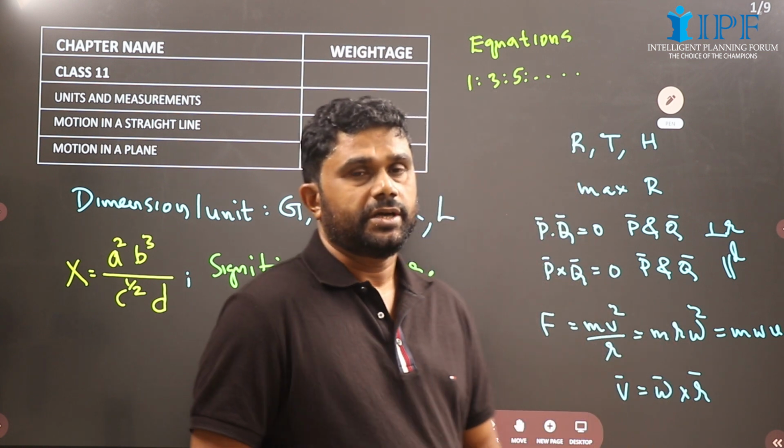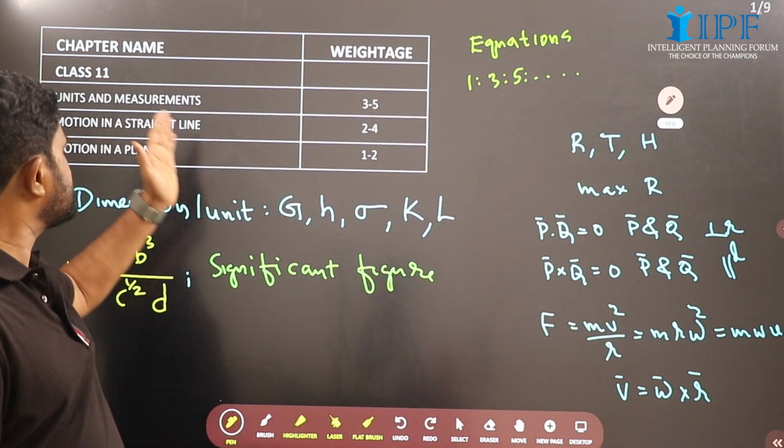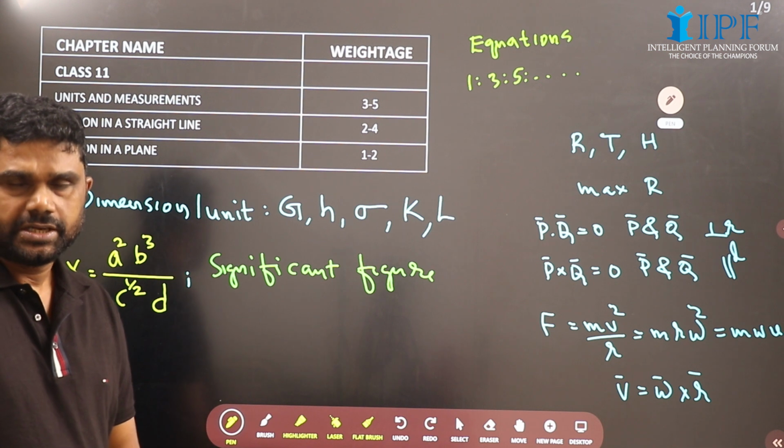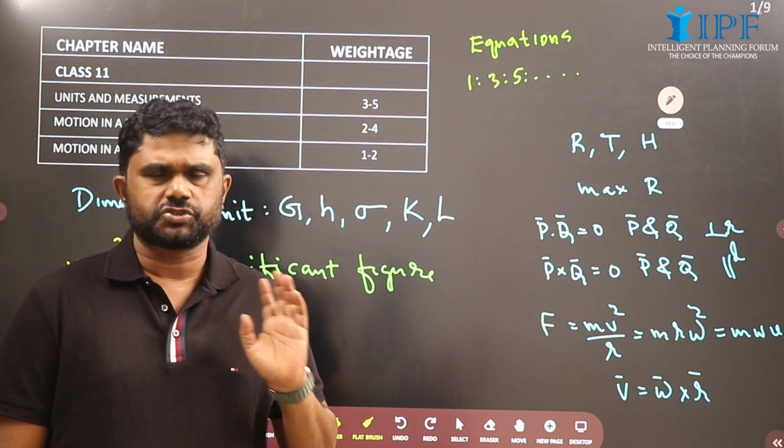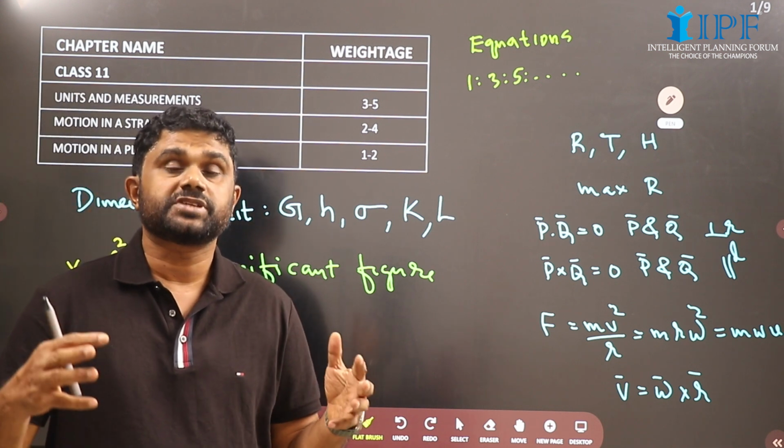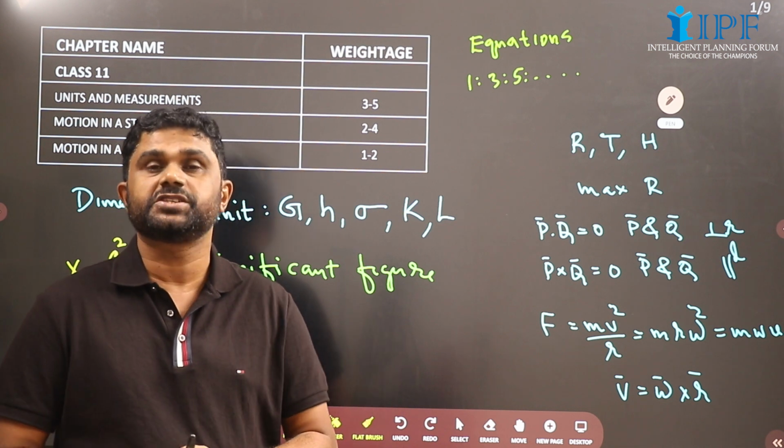And the next thing you should know from this chapter is the significant figures. Okay, and now let us see the next chapter, motion in a straight line. At least 2 questions, and sometimes up to 4 questions you can expect from this chapter.